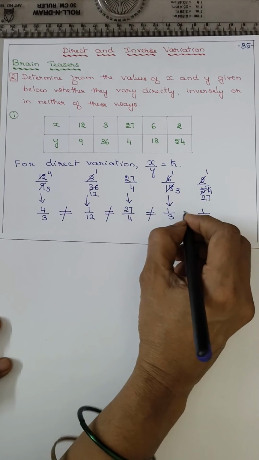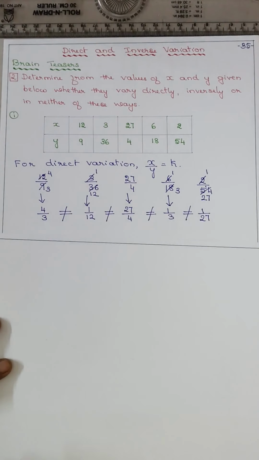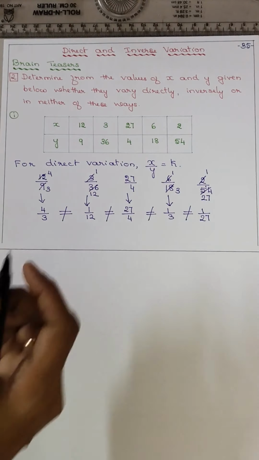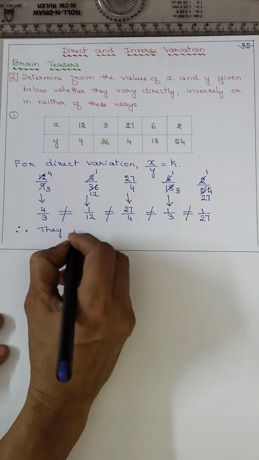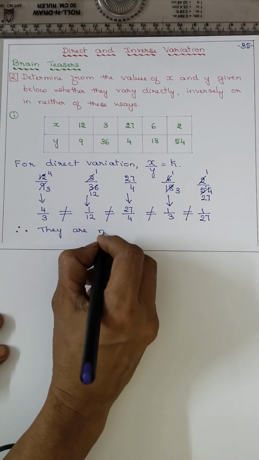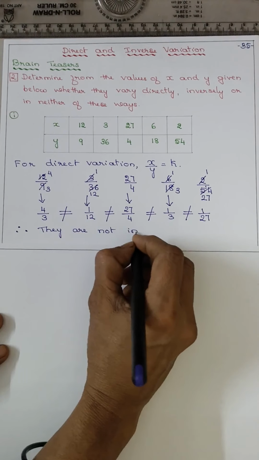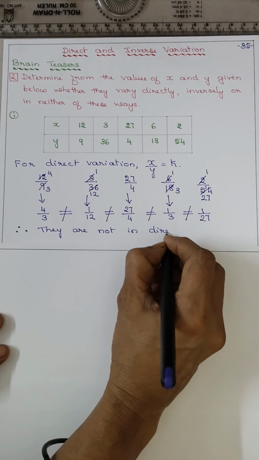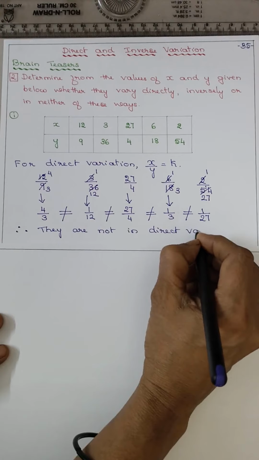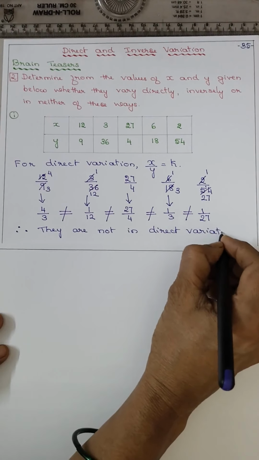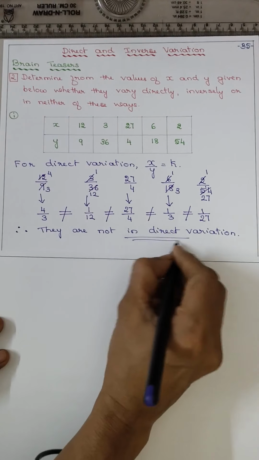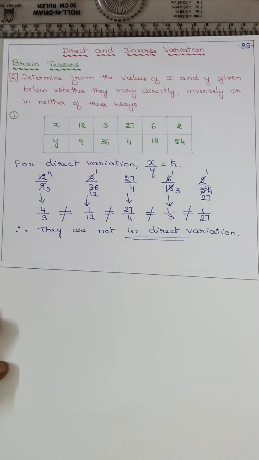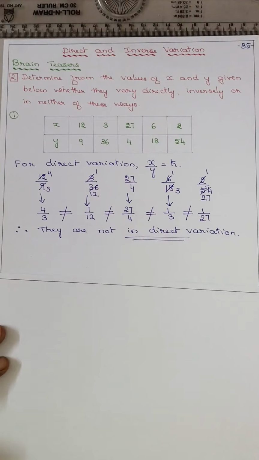They are not equal to each other. You have to get all equal. So, therefore, they are not in direct variation. Now, check for the inverse variation.